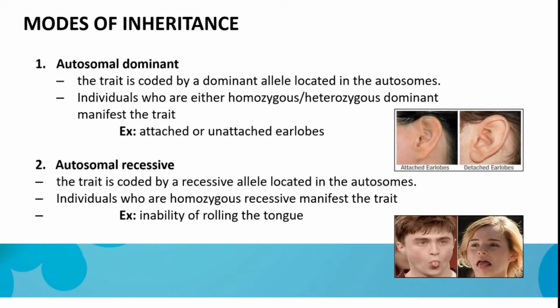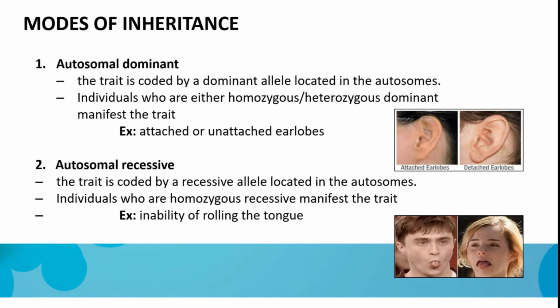Now, after plotting your data in the pedigree chart, we can now determine how certain alleles are inherited, and it is also known as the modes of inheritance. There are 5 basic modes of inheritance. First, the autosomal dominant. It is where the trait is coded by a dominant allele located in the autosomes. Individuals who are either homozygous or heterozygous dominant manifest the trait. For example, having attached or unattached earlobes.